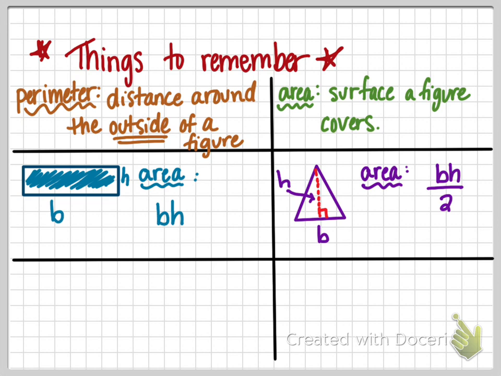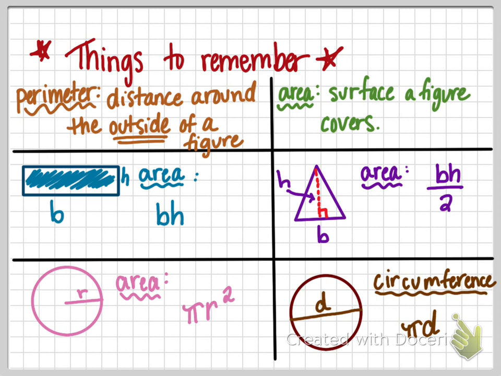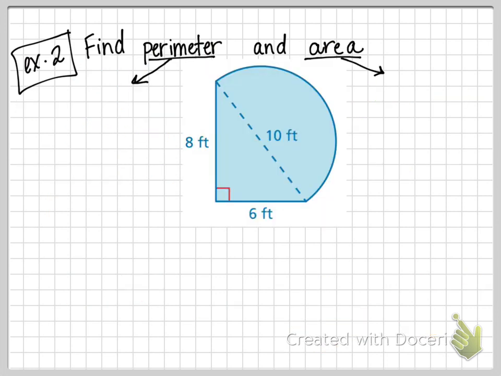To find the perimeter of a triangle or of any other figure, we just add the lengths of the sides. Area of a circle, as we talked about yesterday, is pi times the radius squared. And circumference of a circle, the distance around the outside, is pi times the diameter. All right, so this is what it's going to be asking you to do on most of these: find both the perimeter and the area of a figure.